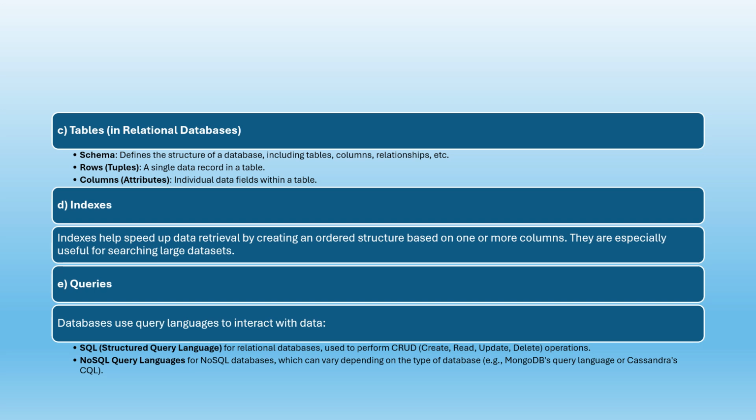We have tables in databases. Use these tables to define the structure of the database. You have schemas, rows, columns. That's just like the regular relational databases or RDBMS. We have indexes used to retrieve different information and speed up data. We also have queries here. Databases use a query language to interact with each other. That's a key function of the database.